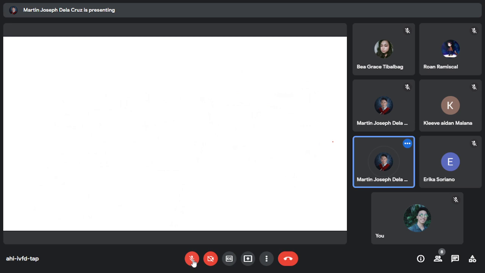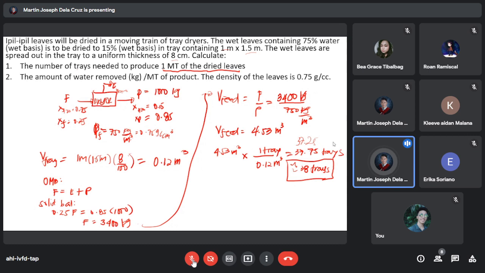So, in here, question number 2, the amount of water removed in kilogram per megaton of product, the density of the leaves. Okay. So, in here class, ang hinahanap na lang is yung evaporated water class or yung na-remove natin na water. So, since meron na tayong si F and P, so we can now simply get your E class. So, OMB is equal to F is equal to E plus product class. So, feed natin is 3,400 is equal to evaporated water or your removed water plus your product which is 1,000. So your answer now is 2,400 kilograms. So that is now your final answer class. Okay. So your removed water is 2,400 kilograms.